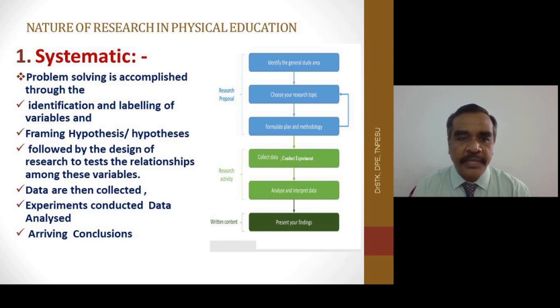After that, you have to frame the tentative answer, the hypothesis, for your research question. Then it will be followed by the research design and the testing procedures. Then finding the relationship between the independent and dependent variables. Then the data are collected, which is called the pre-test. Then the experiment can be conducted. After that, the post-test will be conducted and the data will be analyzed with the proper statistical procedure. Then you are arriving at the conclusion. So these are the systematic procedures involved in most of the researches conducted in the field of physical education. So the research must be systematic.